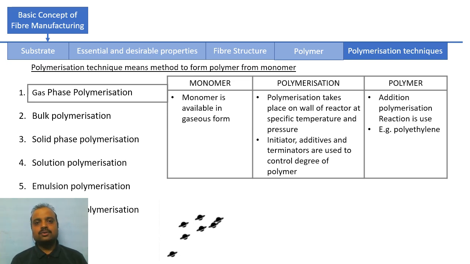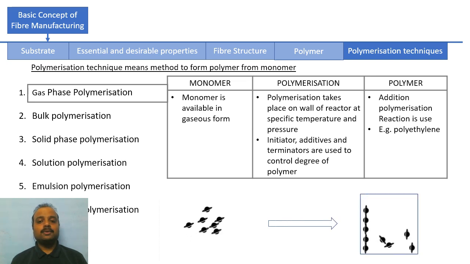As you can see, these are the monomers that are hanging around, and they are available in a gaseous form. The gas needs to be converted into a polymer, and during the polymerization process, the gas molecules align themselves, connect with each other and form a polymeric chain on the wall of a reactor, and here we are able to get a polymer.